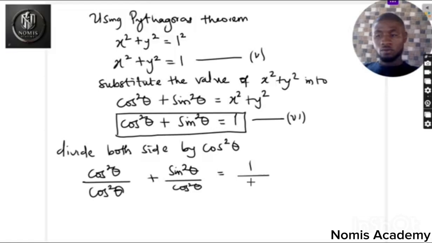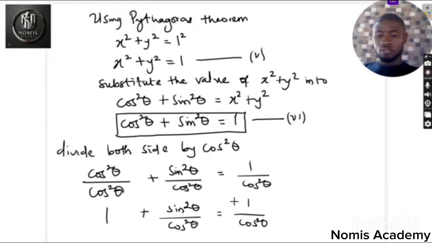So cos squared theta divided by cos squared theta becomes 1, plus sin squared theta all over cos squared theta is equal to 1 all over cos squared theta. So what would this be?